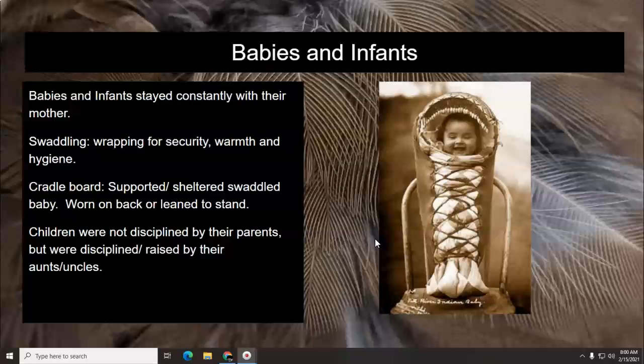The babies were considered to be extremely important and protected and loved, to the point where parents did not discipline their children. And that seems a little odd, but one of the perspectives is that a parent will always be too soft on their child. So children instead were disciplined by their aunts and uncles, which carry a very important place in the tribe. So while the parents would love the child and have a lot to do with the child, it was up to these other relatives to sort of provide the discipline and raise the child.